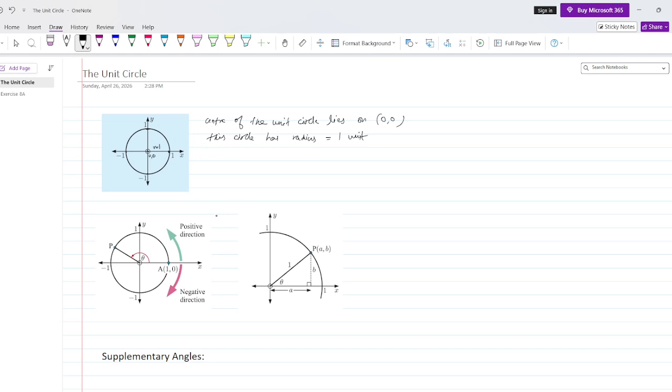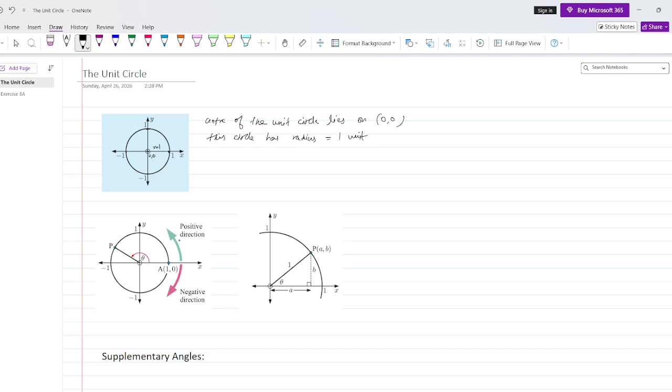Now, in this unit circle, if we consider a point P, let's say this point P is over here, then from this positive x-axis, we can take this angle theta to this line segment joining P and the origin. This angle theta is called the angle subtended by this point P on the circle.